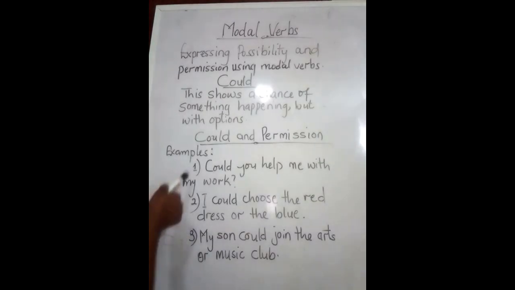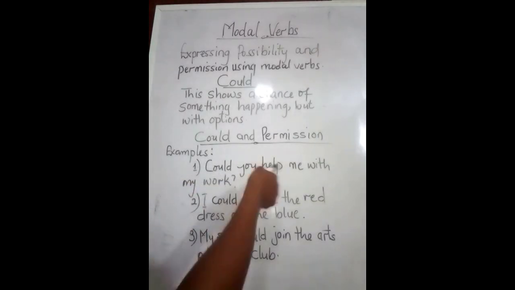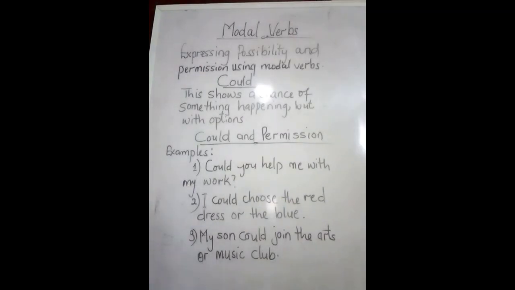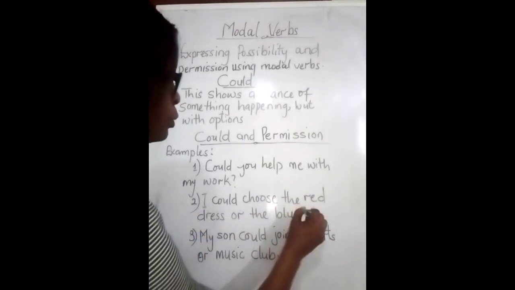So the first example here says, could you help me with my work? This is quite familiar because it's just a straightforward way of asking permission for the other person to help them with their work. Now let's look at the second example. It says, I could choose the red dress or the blue one.